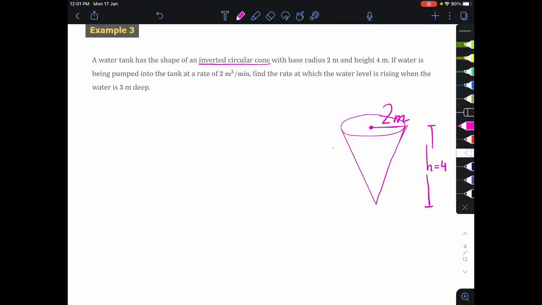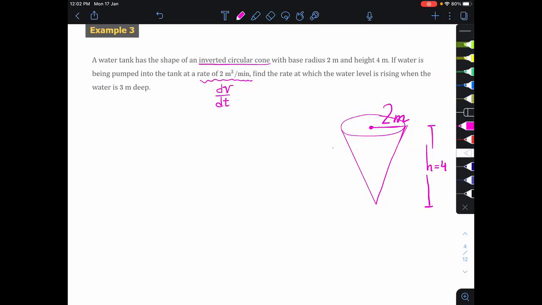Okay, wait. Then if water is being pumped into the tank at a rate of 2 cubic meters per minute, يعني dV over dt. Because of the cube, it is V, volume. Okay, this is the rate, يعني dV over dt, يعني how fast you pump the water into the tank.